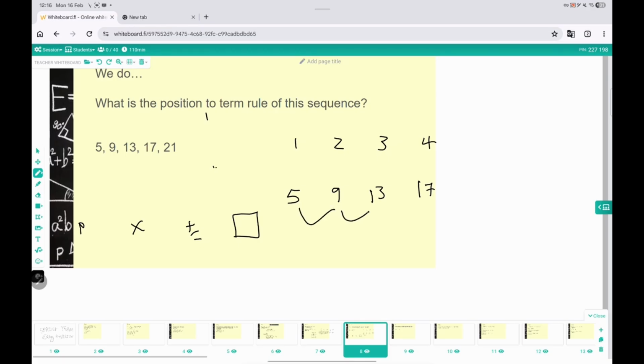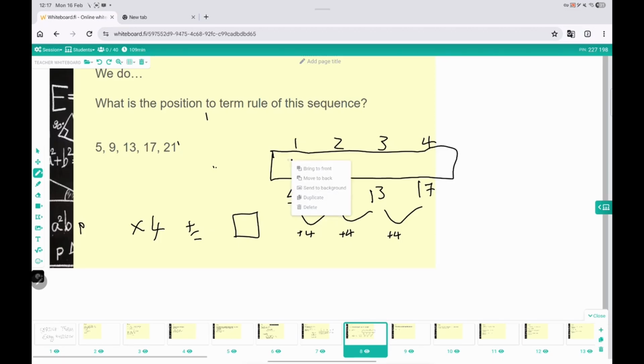If you actually look at the term to term rule, that actually tells you what you need to times by. So since the term to term rule is that there's a difference of 4 each time, that actually gives us the clue that our rule starts with times by 4. Okay, so what we're going to do here is create an intermediate sequence where we just do the first step. So we've worked out the first step is just to times the position number by 4. So 1 times 4, 4. 2 times 4, 8. 3 times 4, 12. 4 times 4, 16.